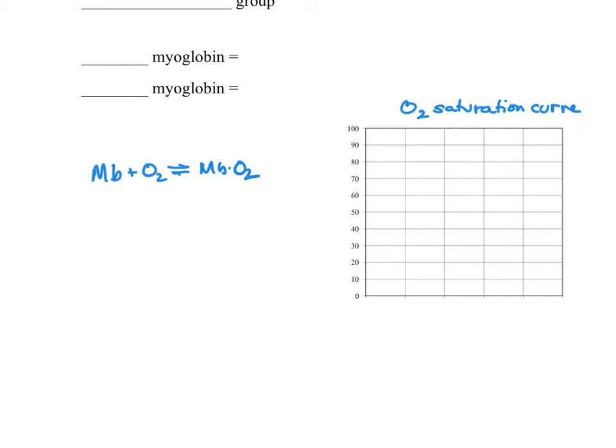We're going to have a plot, and on the y-axis it's going to be percent oxygen saturation. What that is, if you take a particular molecule like myoglobin or hemoglobin, and you have a population of those molecules, you ask how much of that population has an oxygen bound. And it's a percent, so it's going to go from 0 to 100. It's just a percent of saturation.